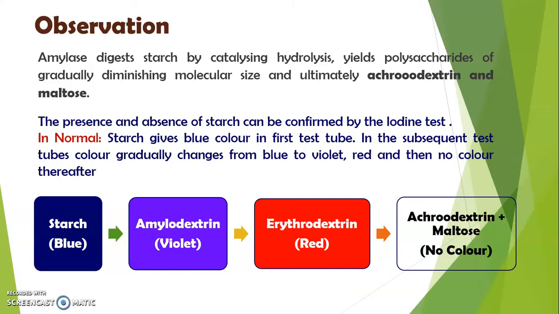Now the observation of today's practical: amylase digests starch by catalyzing hydrolysis, yielding polysaccharides of gradually diminishing molecular size and ultimately achrodextrin and maltose. The presence and absence of starch can be confirmed by the iodine test. In the normal test tubes, we found that starch gives blue color in the first test tube, and in the subsequent test tubes the color gradually changes from blue to violet, red, and then no color. So after 4 minutes, the achromic point is observed.